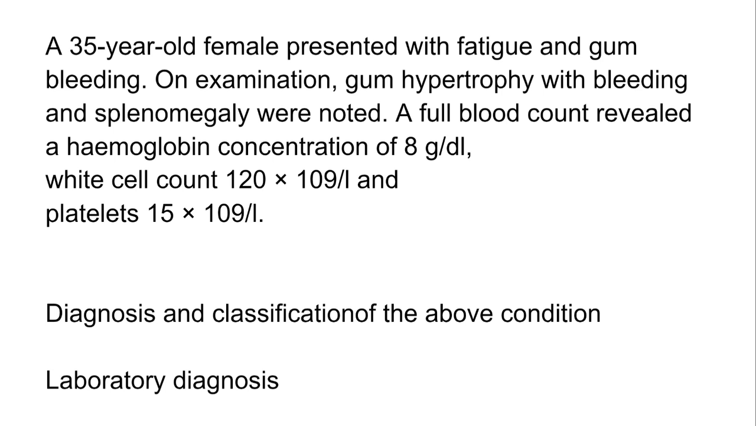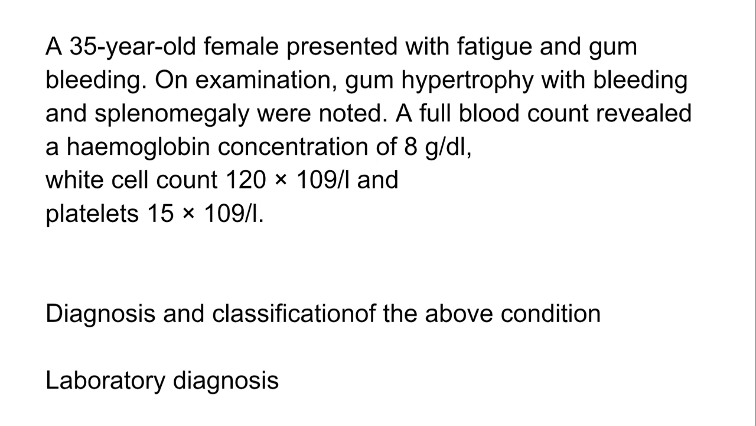Moving on to her laboratory results, the full blood count reveals a hemoglobin concentration of 8 grams per deciliter, indicating anemia. Her white cell count is remarkably high at 120 × 10^9 per liter, and her platelet count is quite low at 15 × 10^9 per liter. These findings set the stage for us to consider the diagnosis and classification of this condition.